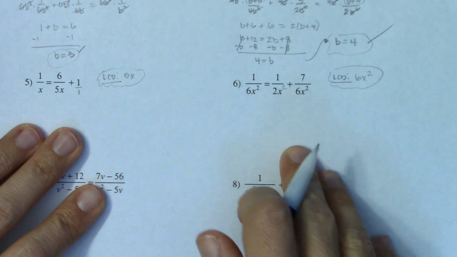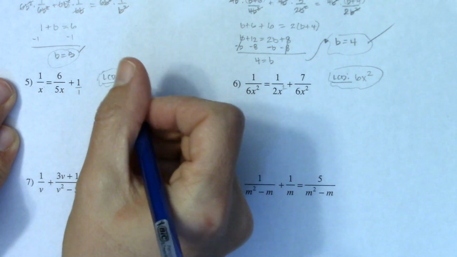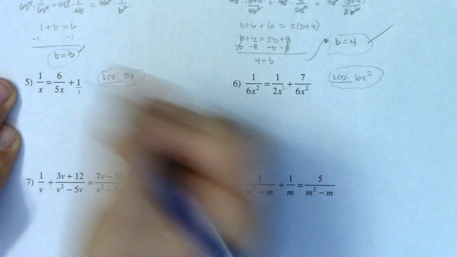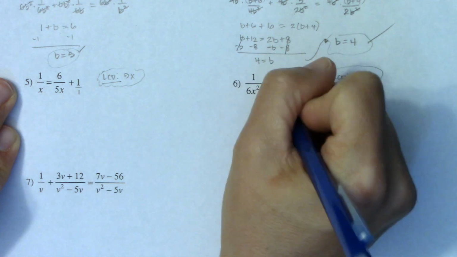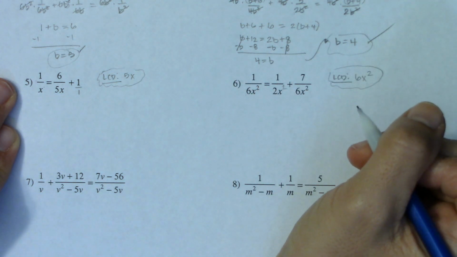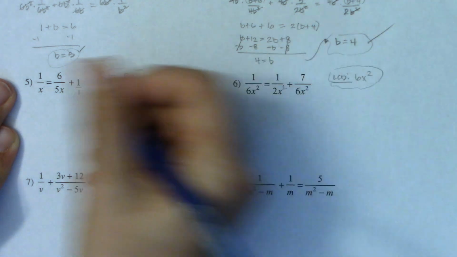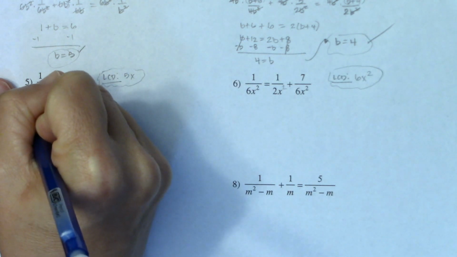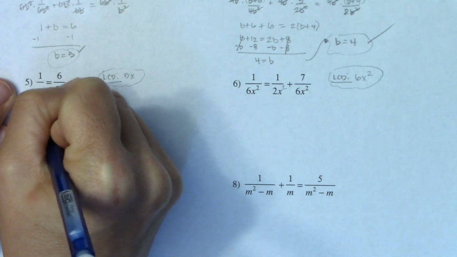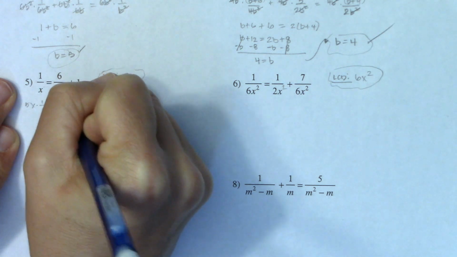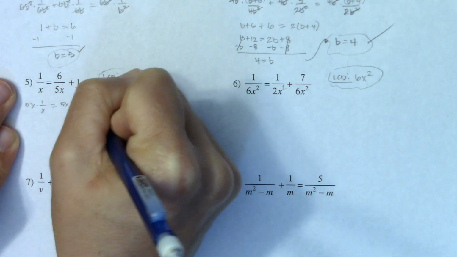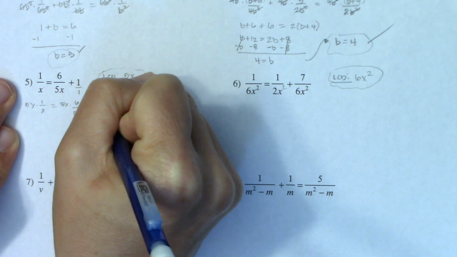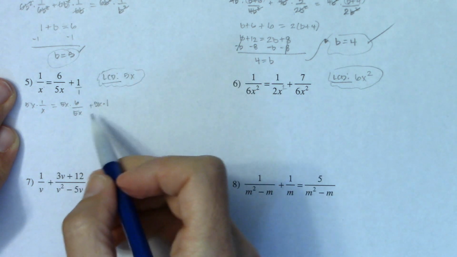And again, I'm going to write small because there's not a ton of room, but I'm going to multiply 5x to every term in this equation, and then 6x squared when I get there to every term in equation 6. So let's do number 5. I'm going to do 5x times 1 over x, that should be 5x times 6 over 5x plus 5x times 1. And then things will cancel.